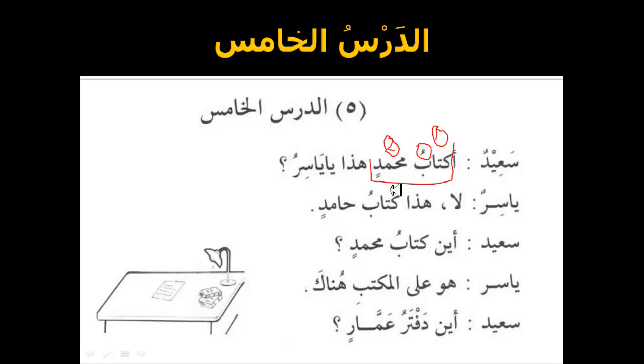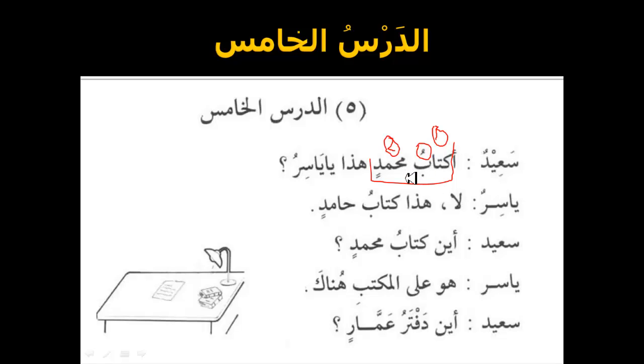A second note here is that in the idafa construction, the mudaf is marfu', rafa', which means it has a dhamma, and it's definite. It is definite, but the article alif lam is not in front, because we are talking about a specific book. It is definite because of its position in the idafa construction. So this Kitabu Muhammadin is definite because it is the mudaf.